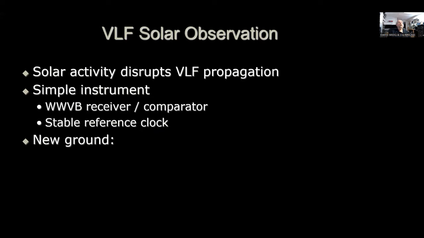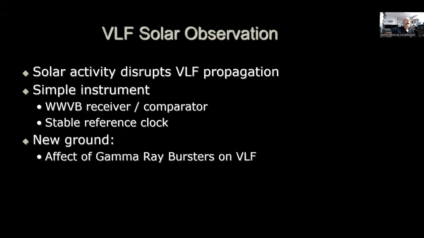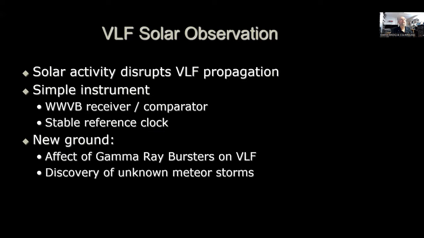Gamma ray bursters are something that is very active in astronomy, both optical astronomy as well as radio astronomy and beyond. Looking at this, trying to compare what causes a gamma ray burster, and they're being detected by seeing interference with VLF, which is kind of cool. The other thing is amateurs have discovered meteor showers that were unknown to exist prior to the time by looking at how they affect VLF propagation.